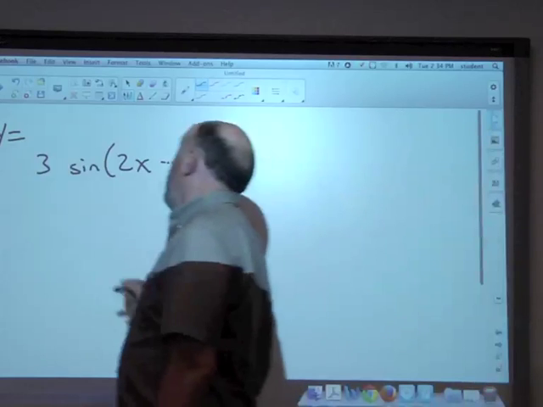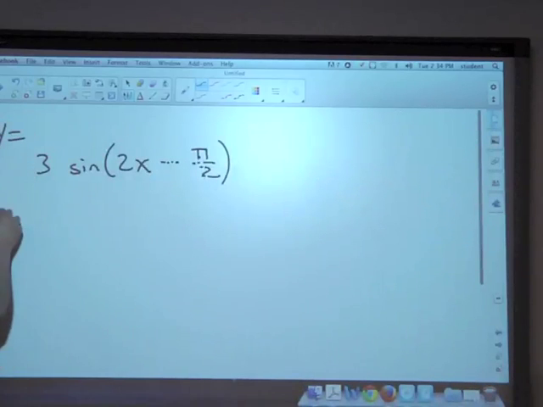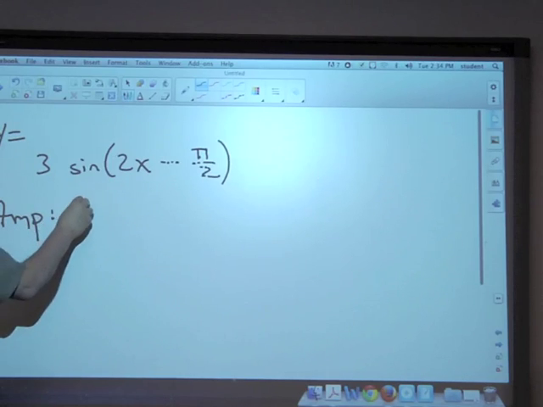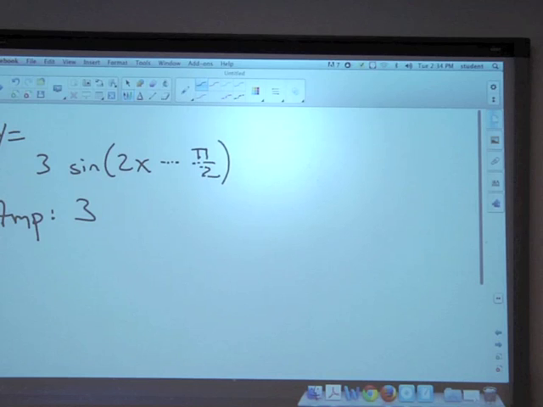So first off, what is the amplitude? Absolute value of 3. So the amplitude will be 3, right? It's the absolute value of A, and A is 3, right? So the absolute value of 3 is 3. So if it was a -3, it's still 3.